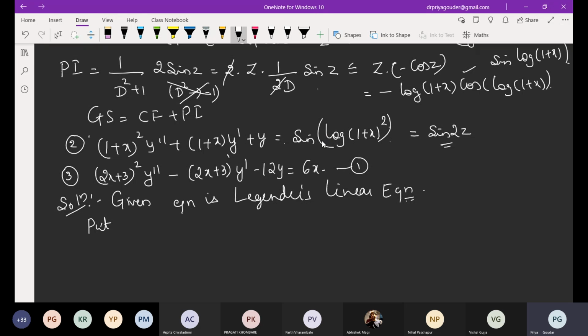Substitution: 2x plus 3 is equal to e raised to z. Take 2x plus 3 equal to e raised to z. That is important, so this changes. Our linear factor here is 2x plus 3, so z is log of 2x plus 3.